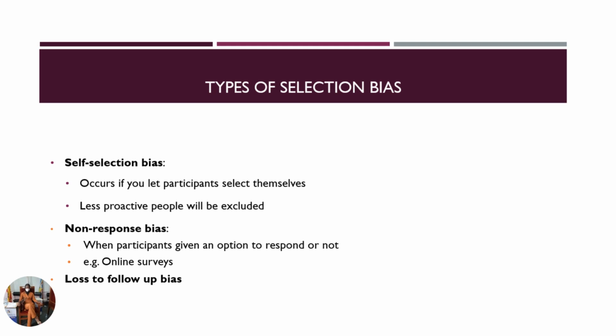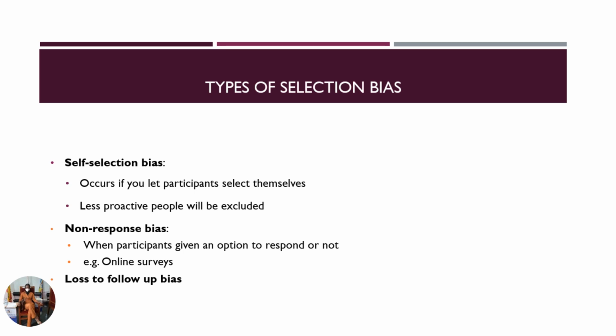Among them, we have self-selection bias. Self-selection bias occurs if you let participants select themselves. You may find that the proactive ones will easily take part in your study, and those participants who are less proactive will not be able to take part in your study because you have let them select themselves.